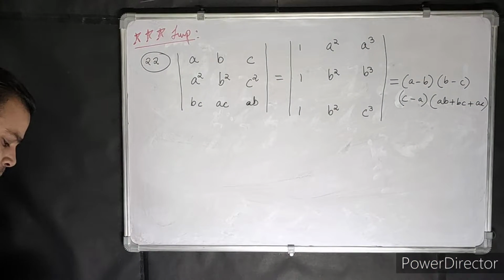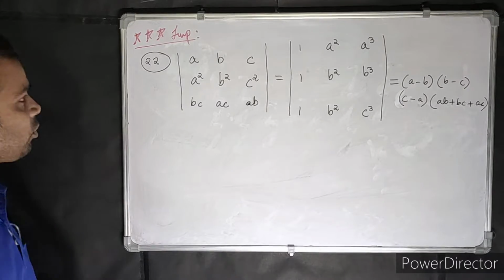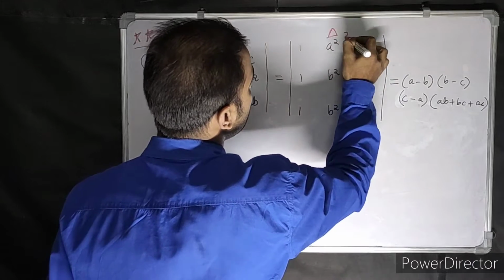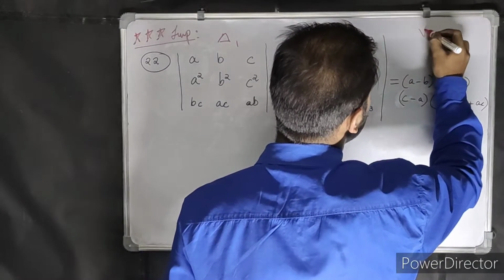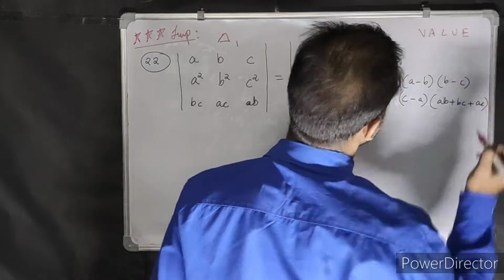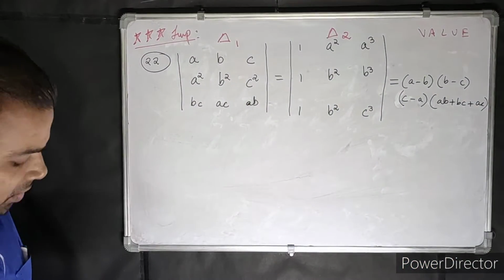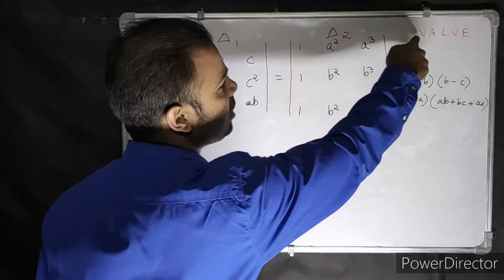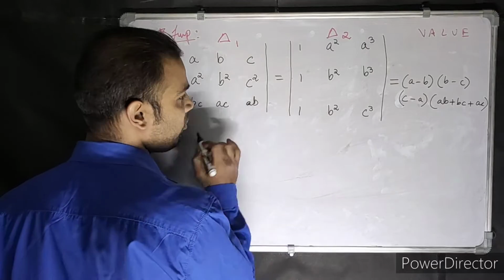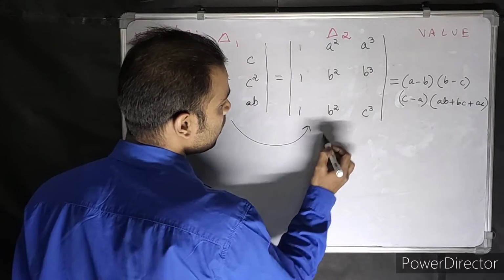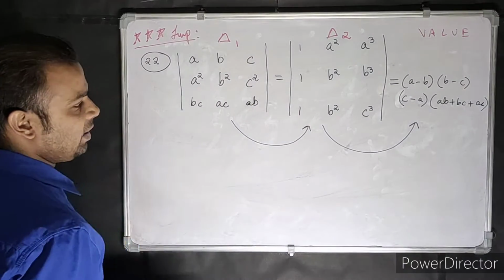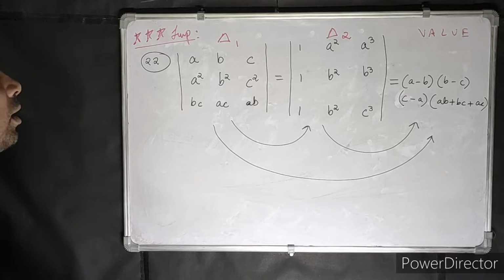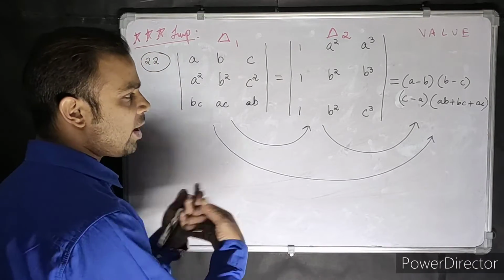So you see, what do you have to prove? You have to prove that determinant number 1 is equal to determinant number 2, and determinant number 2 is equal to this given value. Now look very carefully, there is a three-way proving. You just don't have to prove that 1 is equal to 2 and 2 is equal to the value. You have to prove three-way. You have to prove 1 is equal to 2, then 2 is equal to this value, and also 1 is equal to this value.